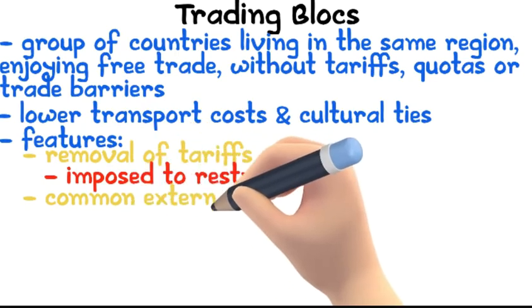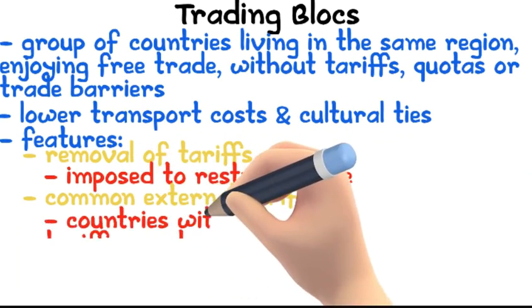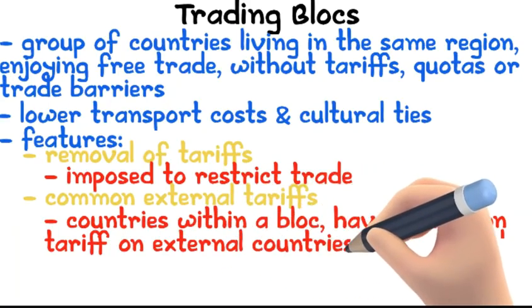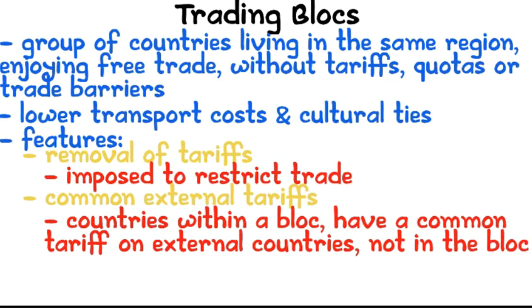Common external tariffs. All countries within a trading bloc usually have a common tariff on imports from a country who are not part of the bloc. This also applies to other trade barriers like quotas. A quota is a restriction on the quantity of imports allowed into a country.